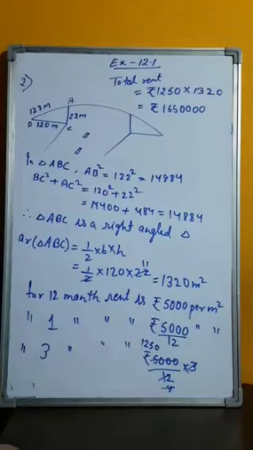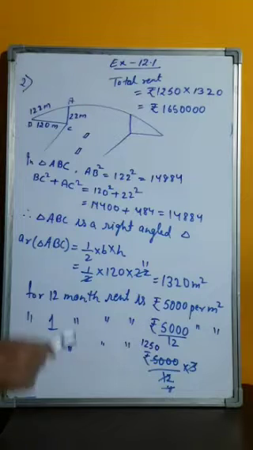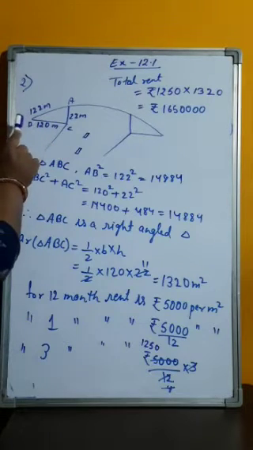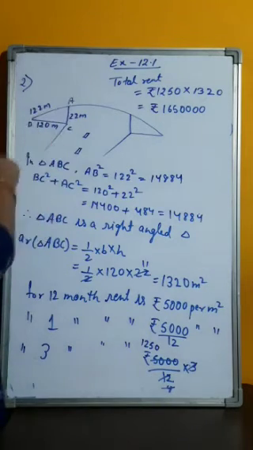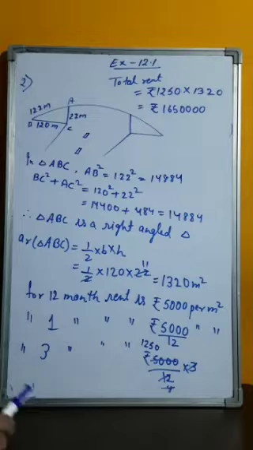Question number 2 says the triangular side wall of a flyover has been used for advertisement. The sides of the wall are 122 meter, 22 meter and 120 meter. The advertisements yield an earning of rupees 5,000 per meter square per year. A company hired one of its walls for 3 months. We have to find how much rent will be paid by the company.